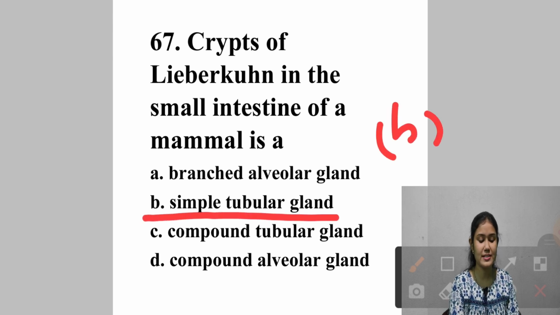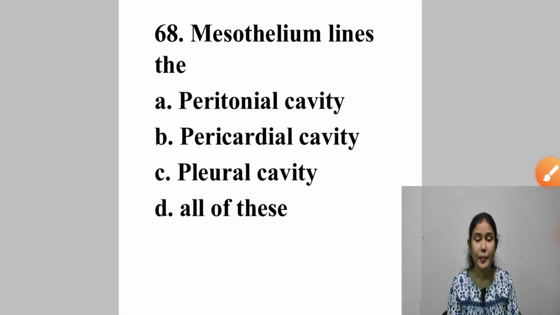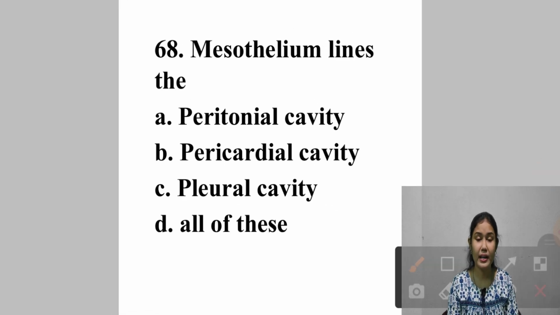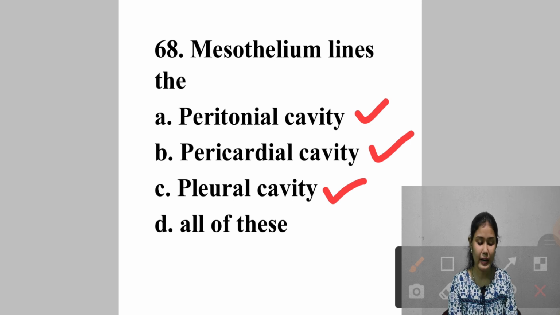Now come to question number 68. Mesothelium lines the A, peritoneal cavity, B, pericardial cavity, C, pleural cavity, D, all of these. So mesothelium lines A, B and C all. Okay, peritoneal cavity, pericardial cavity as well as pleural cavity. Okay, so answer will be option D.